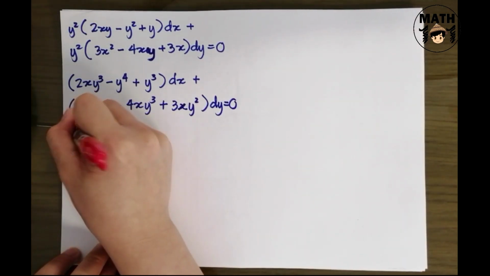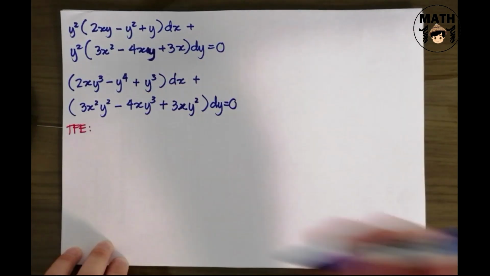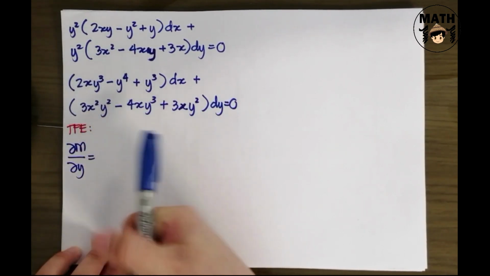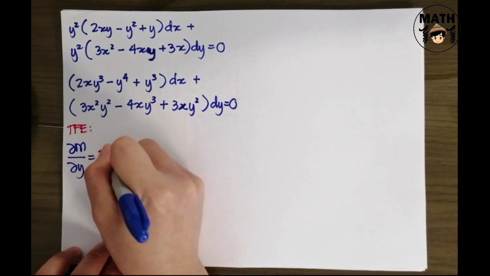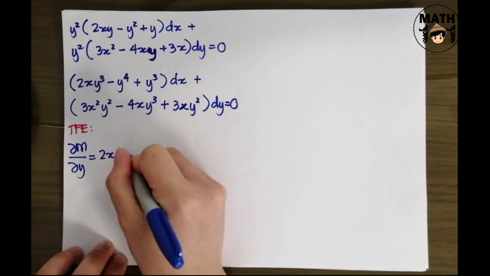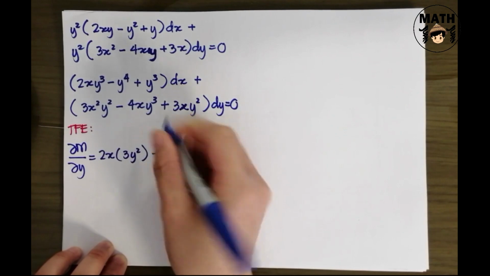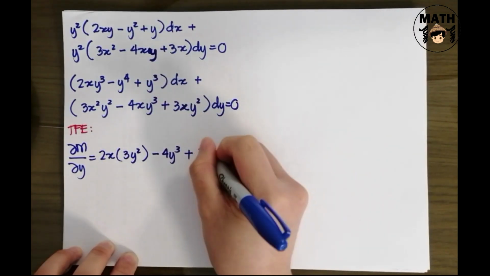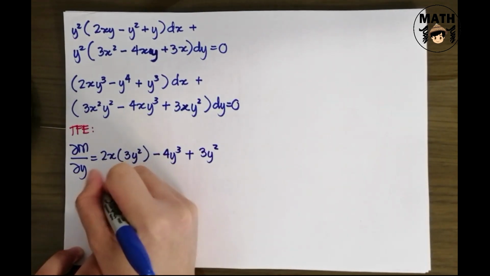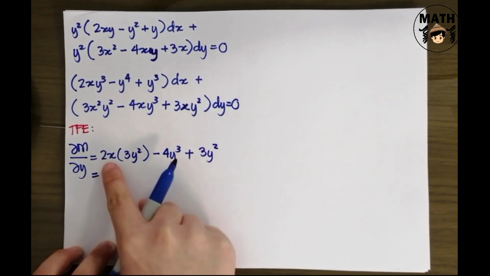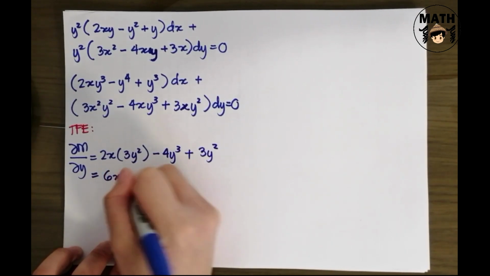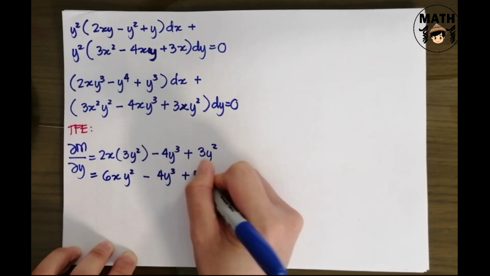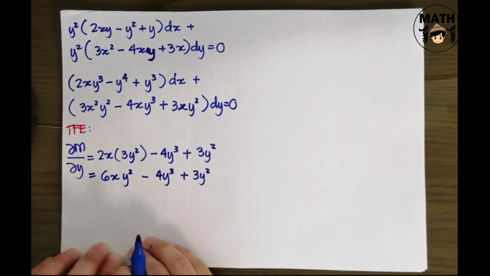Test natin kung siya ay exact. Partial derivative of M with respect to y is equal to, x taken as constant, derivative of y cubed is 3y squared, minus 4y cubed plus 3y squared. Simplifying, 6xy squared minus 4y cubed plus 3y squared.